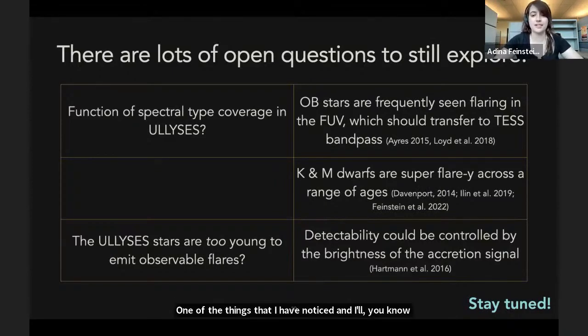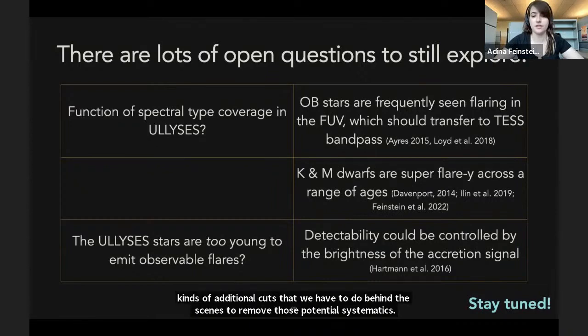One of the things that I have noticed, and I'll give the caveat that the pipeline isn't perfect, is as TESS has continued to observe, the systematics have changed sector to sector. The pipeline that we have was trained on data that was observed only in sectors 1 and 2. So there are some additional cuts that we have to do behind the scenes to remove those potential systematics. I didn't highlight that here, but we can talk more about that if that's of interest to you. But yeah, it's not perfect. It does a good job, but there are some caveats there.